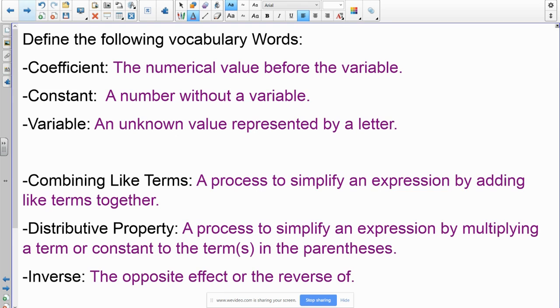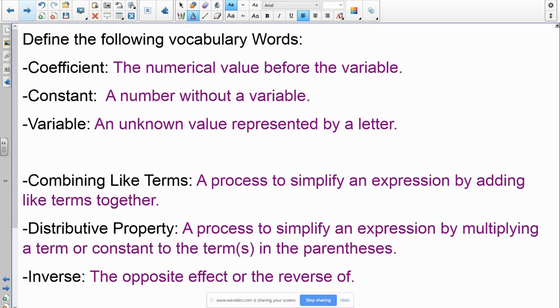So I have 3 words we're going to look at right away: coefficient, constant, and variable. All of these 3 things make up an equation or an expression. So a coefficient is a numerical value before the variable. So numerical meaning a number of some sort of value before a variable. A constant is a number without a variable, so it's just a number. And a variable is an unknown value represented by a letter.